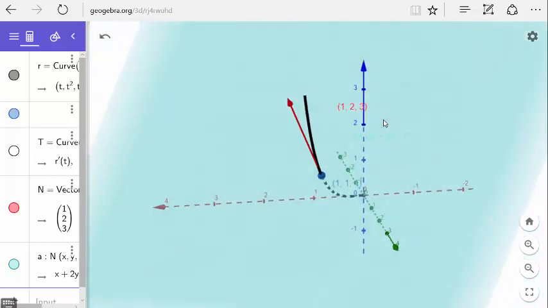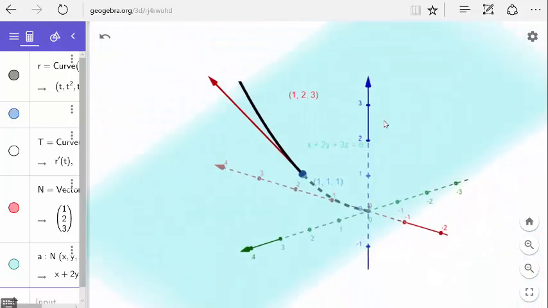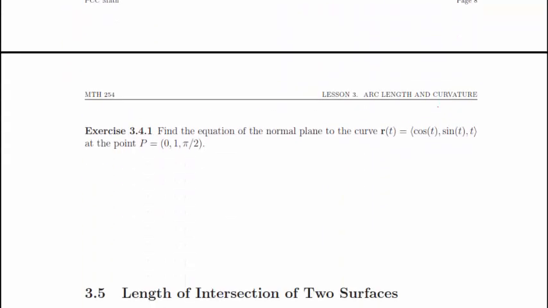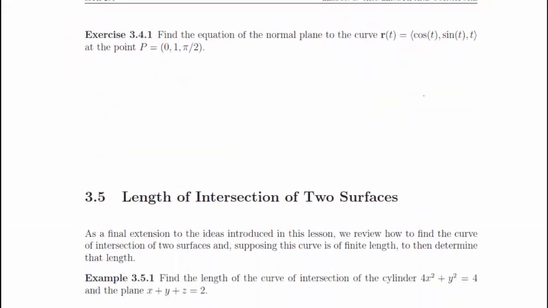Let's give you guys a shot on the next one. Scroll down here, we see exercise 3.4.1. Pause the video, work through this one, and I will give you the solution in just a few moments.